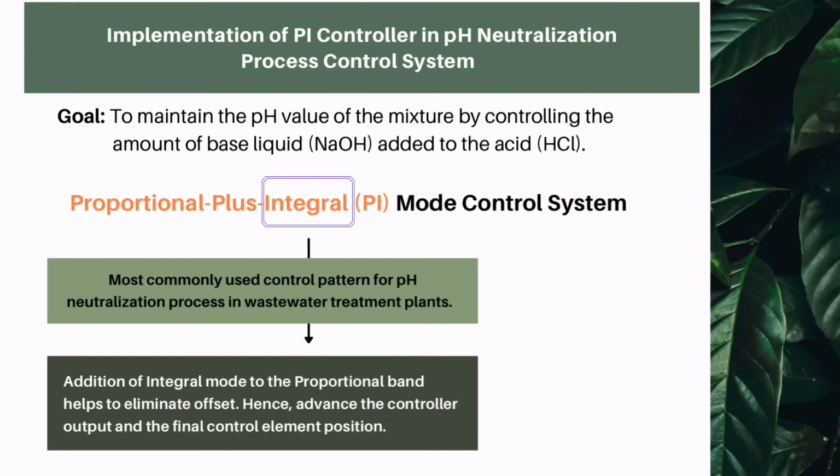Proportional plus integral mode is the most commonly used control pattern for the pH neutralization process in wastewater treatment plants. The addition of integral mode to this proportional band helps to eliminate the offset and therefore advance the controller output and the final control element position.